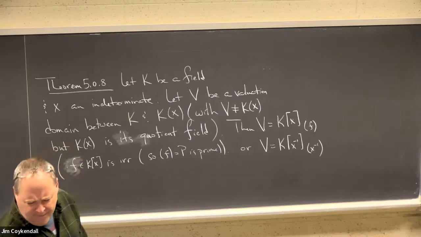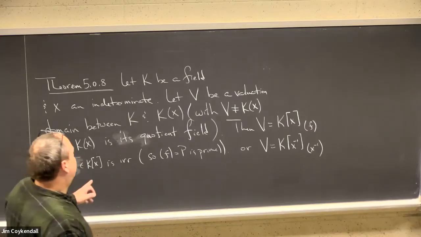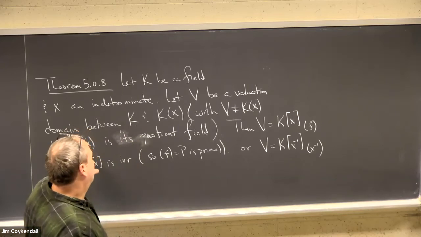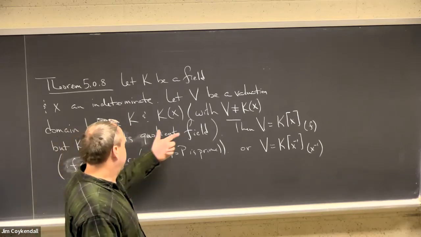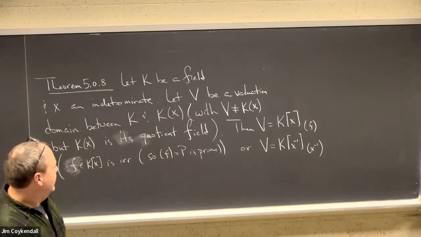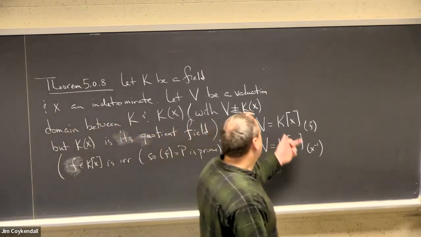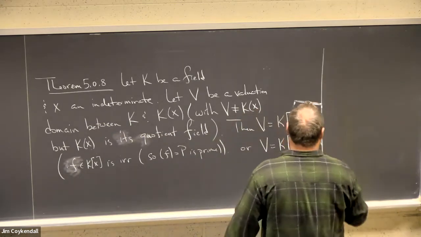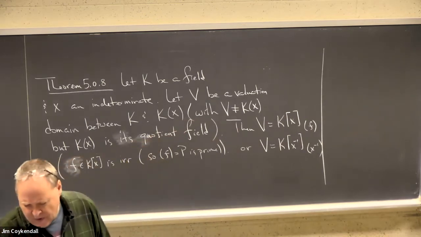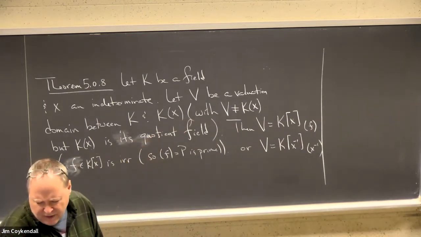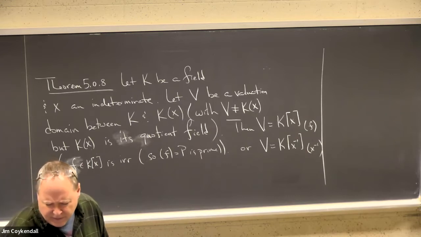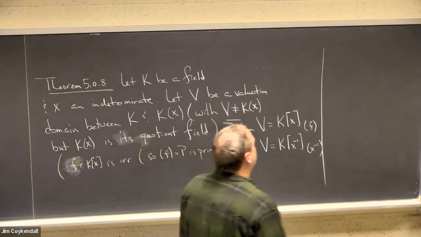So if V is a domain between K and K[X], where its quotient field is K(X), then it has to take on one of these two forms. It is either the polynomial ring localized at some polynomial F, or it's K[X inverse] localized at X inverse. So let's do a proof of this.